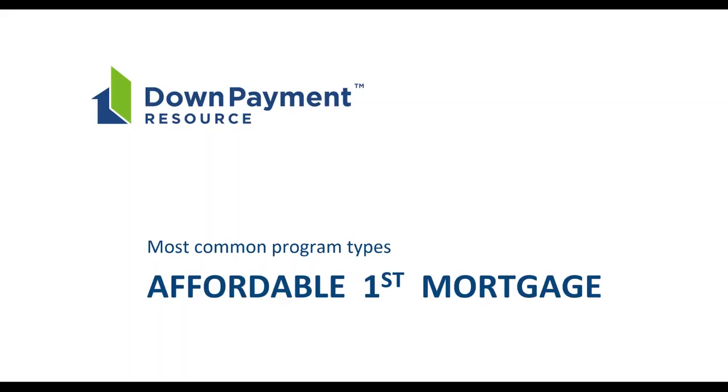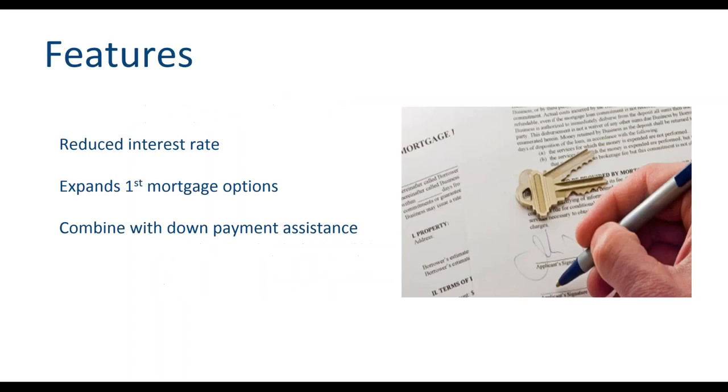So we talk about these, and we're going to talk about them briefly because they do add to the value and add to the benefit of all the down payment programs we just talked about. So let's dive in real quick. First mortgage, affordable first mortgages, reduced interest rate. That's one of the most common benefits, which effectively expands the first mortgage options for that buyer. And then you can combine those with down payment assistance.